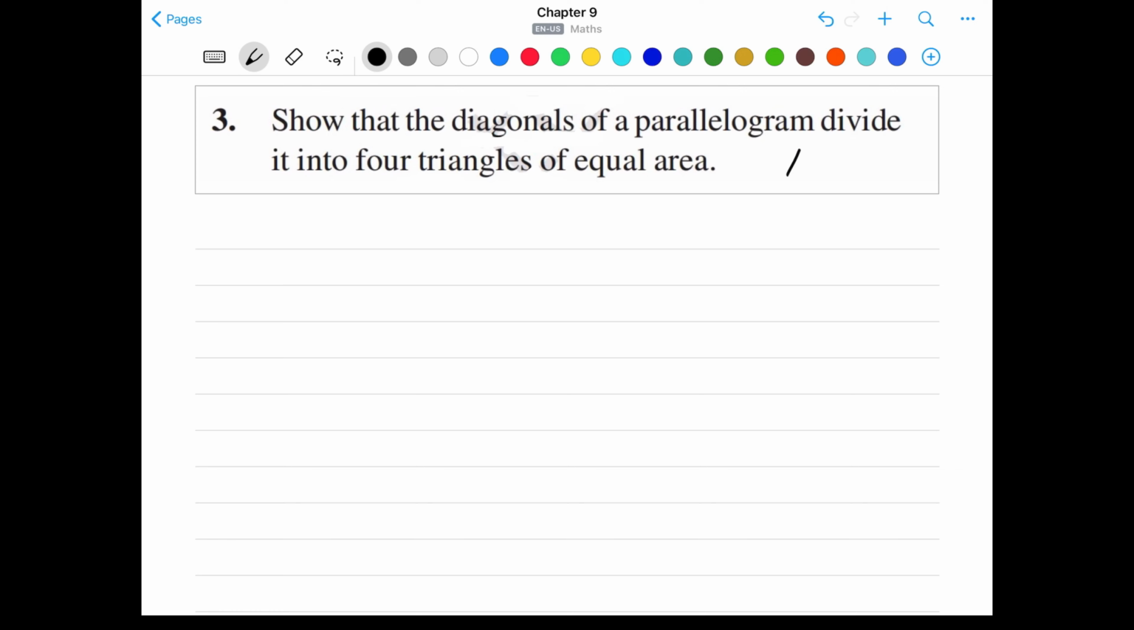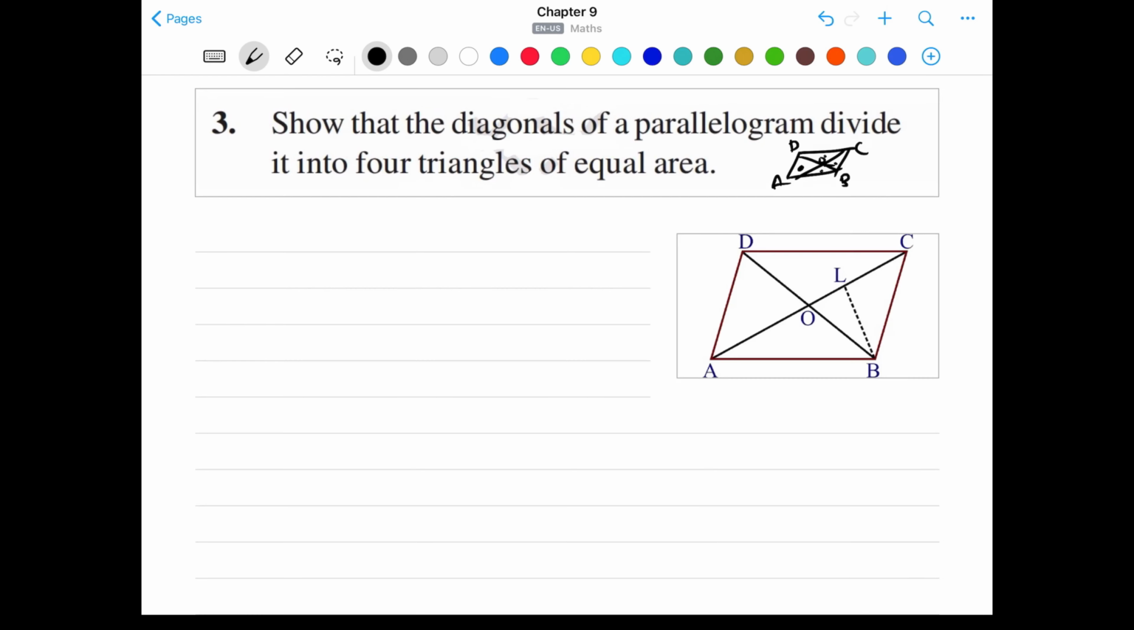So we have a parallelogram. Let's draw a rough figure. In this parallelogram we have two diagonals. Let's name the vertices A, B, C and D, and the point where the two diagonals intersect as O. So we are going to prove that the areas of all four triangles are equal. Okay, so let's first draw its figure. So that's the figure for this question.